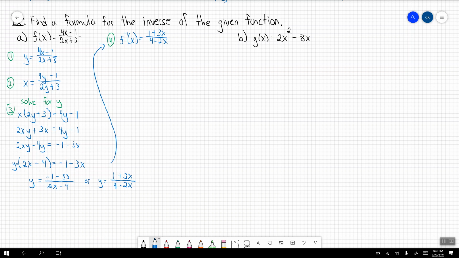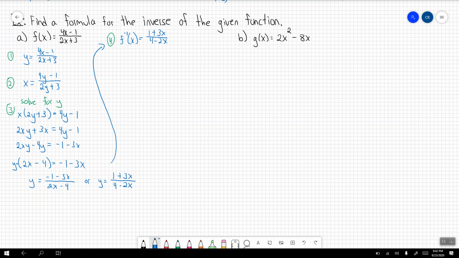Now there are restrictions to this. For the first function, there is a number that does not work within that domain. That number is negative 3/2. So we have to be very, very mindful of that. Same thing for that denominator. Denominator here for this function, we cannot have a denominator of 2, or sorry, an x value of 2.